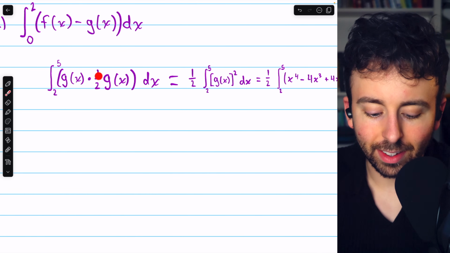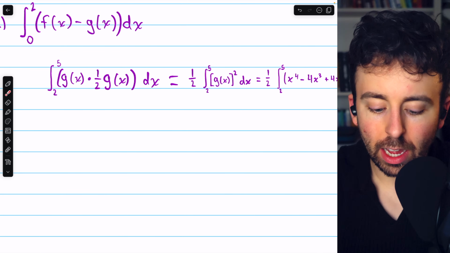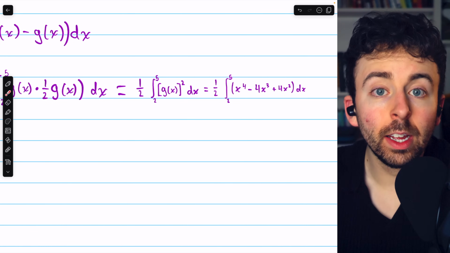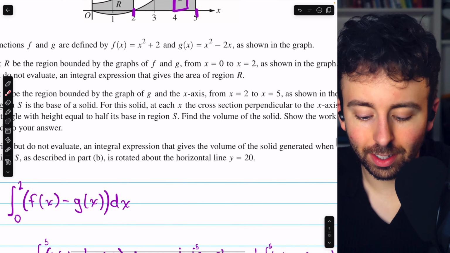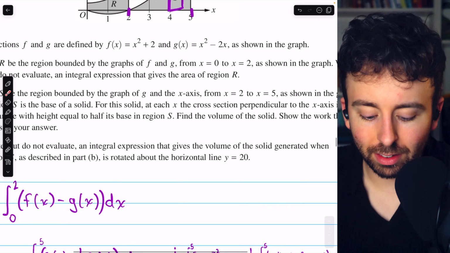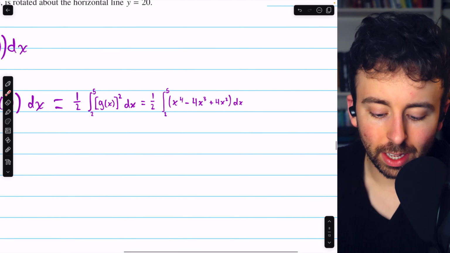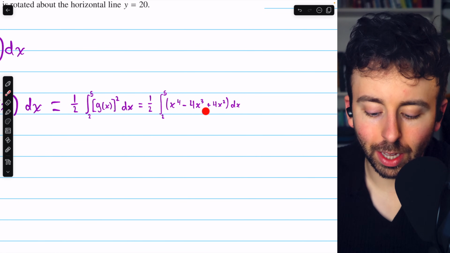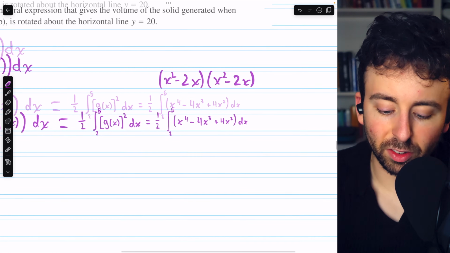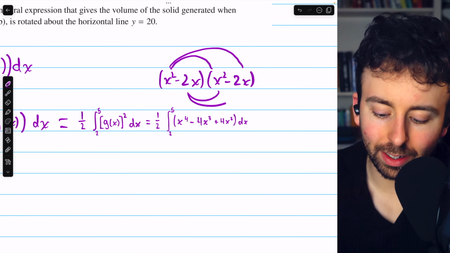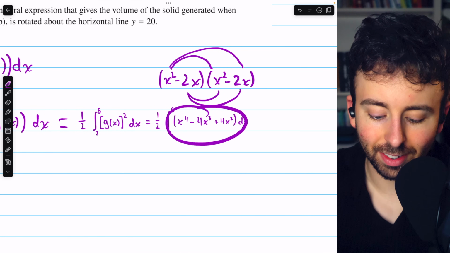Then we can take this half out of the integral, and g of x times g of x, of course, is g of x squared. At this point, we can recognize that g of x is x squared minus 2x, and so we just have to square that, which would give us x to the 4 minus 4x cubed plus 4x squared. That's just doing x squared minus 2x times x squared minus 2x and distributing. That gets us here.